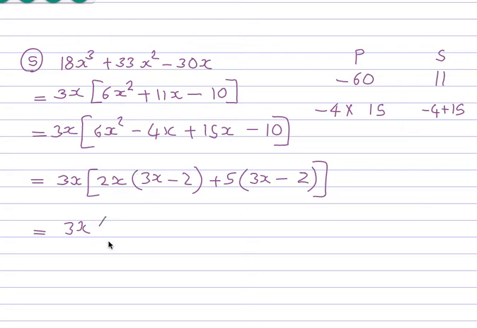Now we can take common 3x minus 2, and here left 2x plus 5. This 5, this 2x.